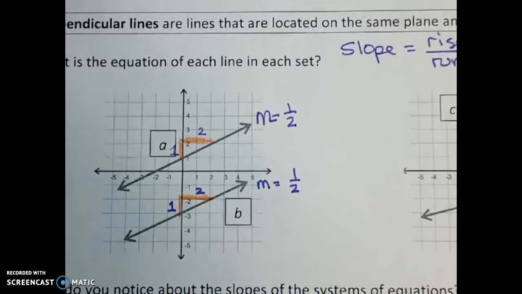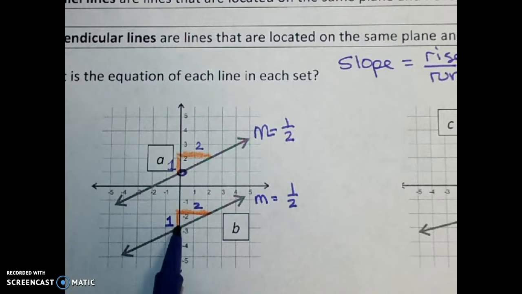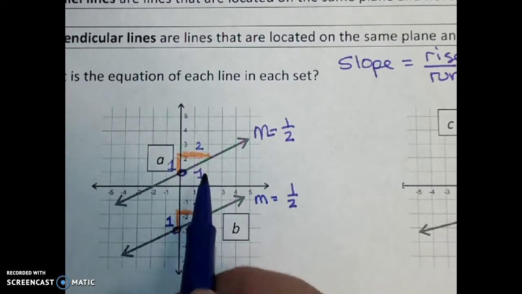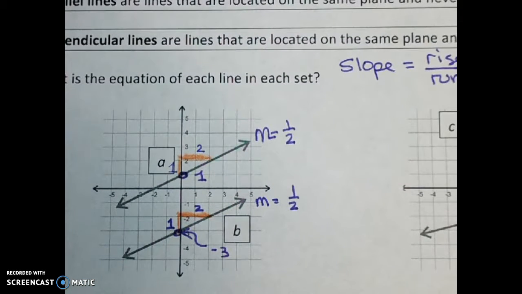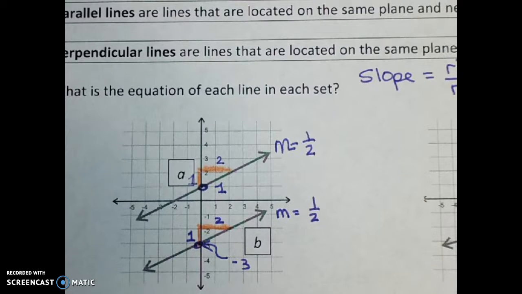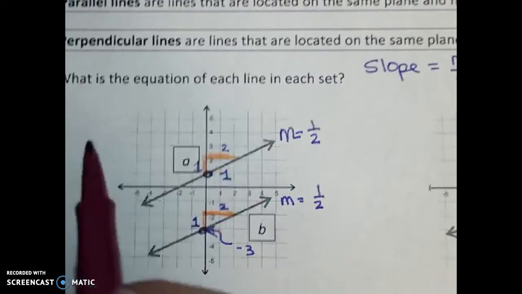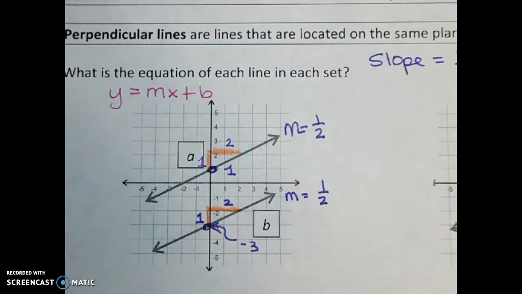The other thing I need to write an equation of a line is where does it cross the y-axis? This one crosses at 1, and this one crosses at negative 3. So we're going to use the slope intercept form of the line, y equals mx plus b. We went over this on the slope homework already.